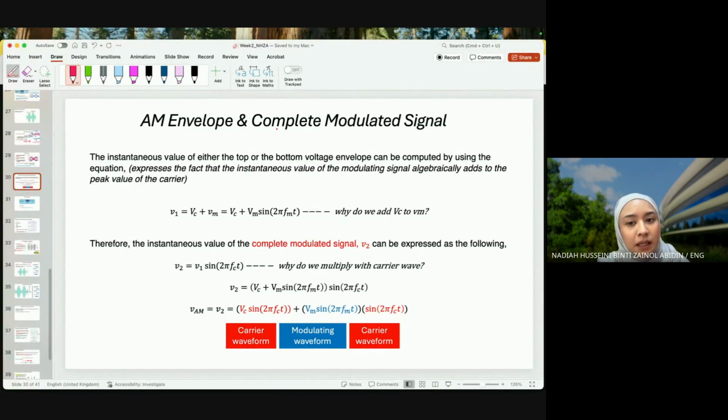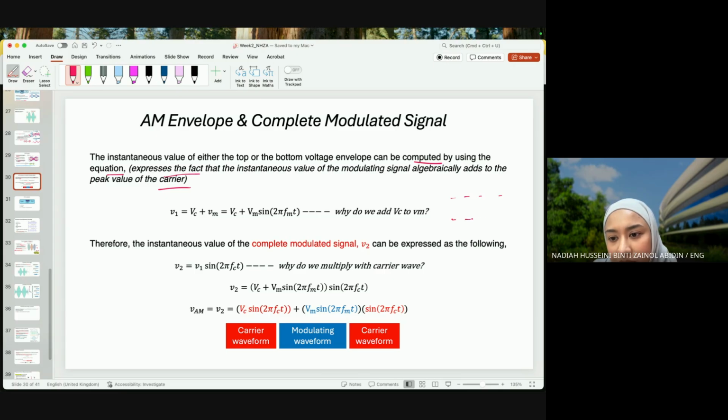AM envelope and complete modulated signal. The instantaneous value of either the top or bottom voltage envelope can be computed by using an equation. Surprise, we are engineers, so we have to relate everything to equations. It expresses the fact that the instantaneous value of the modulating signal adds to the peak value of the carrier. So this was the point that we emphasized 3 times, remember?